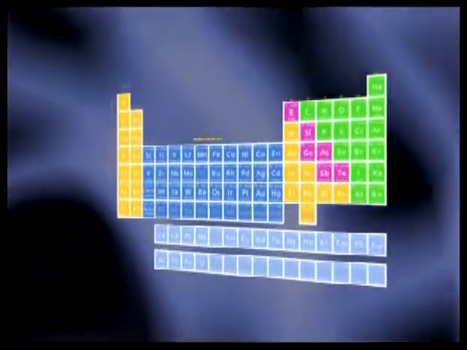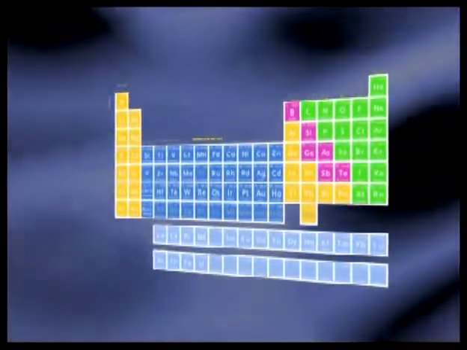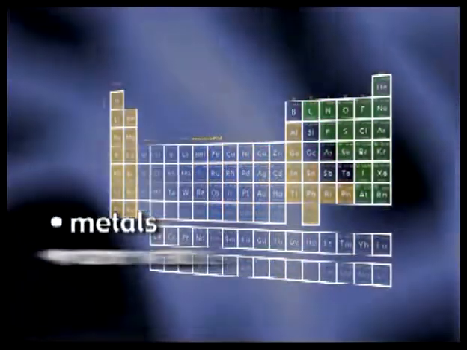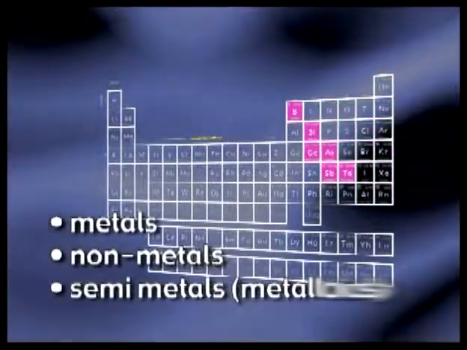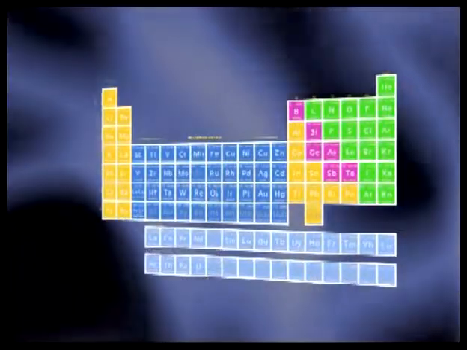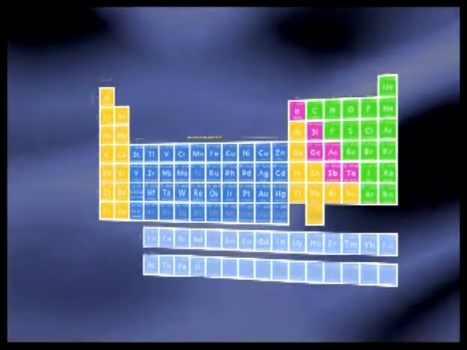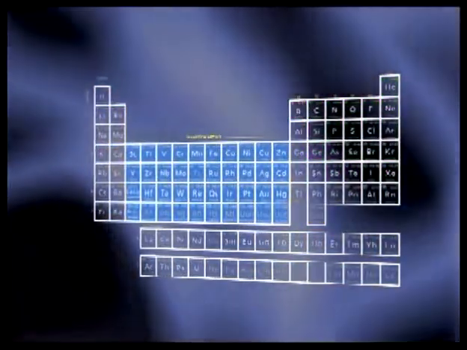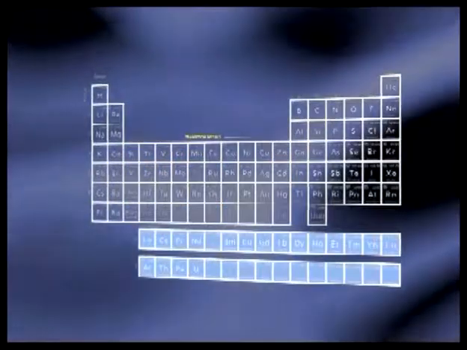The modern periodic table is laid out like this. Elements are usually classified as metals, non-metals, and semimetals or metalloids. The periodic table divides the elements into groups 1 to 8, the transition metals, and lanthanides and actinides.